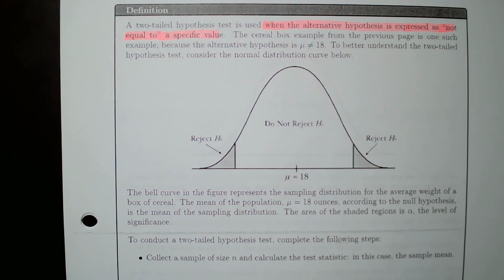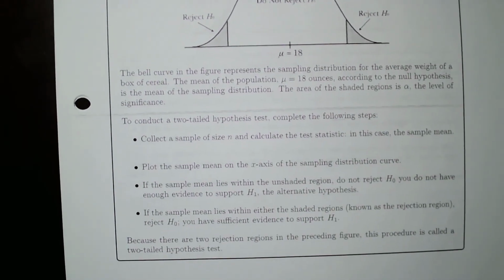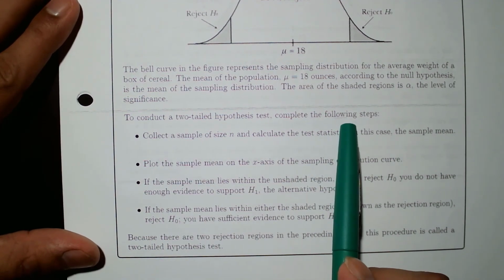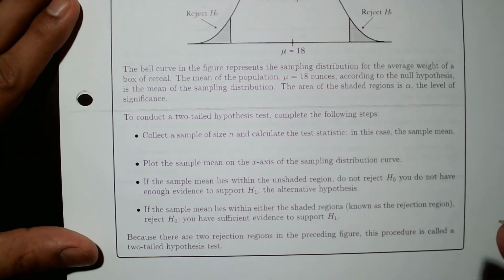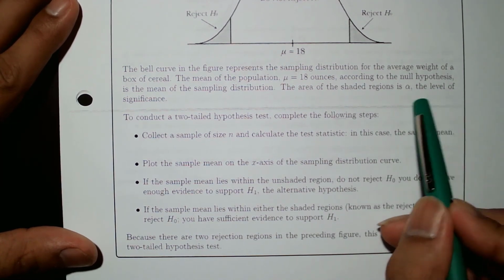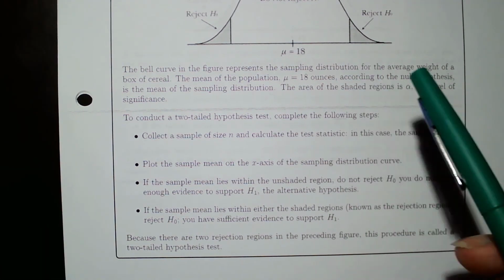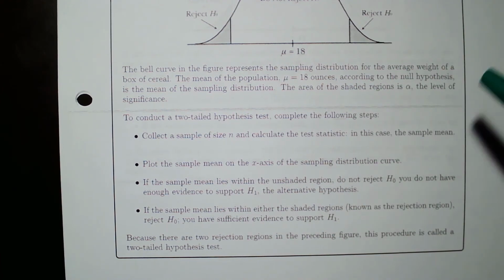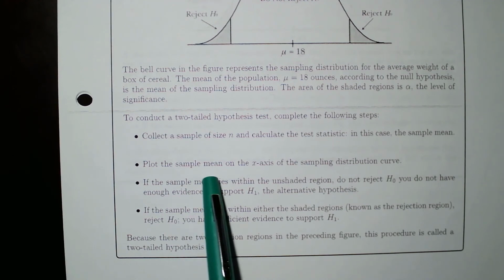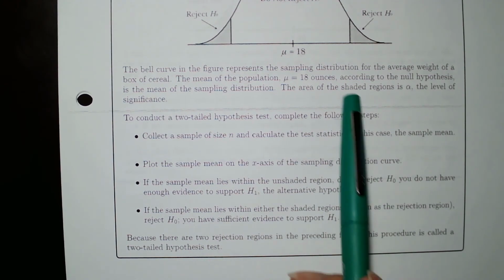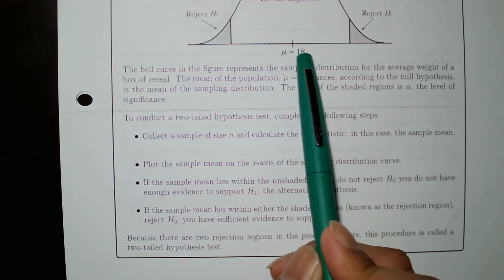Okay? So what is the essential process to conduct a two-tailed hypothesis test? Collect a sample of size n and calculate the test statistic. In this case, it could be a sample mean or a sample proportion. For the cereal boxes, we are going to call it the sample mean. We're going to plot the sample mean on the x-axis of the sampling distribution curve, which is here.